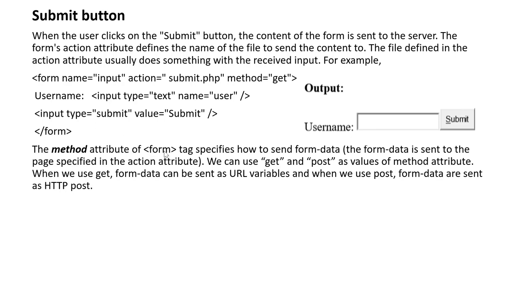The method attribute of a form tag defines how to send form data to the server. We can use get and post as values of the method attribute. When we use get, form data is sent as URL variables, and when we use post, form data is sent as an HTTP post. Now you learn about the get and post methods, which are basically used to provide information to the server.